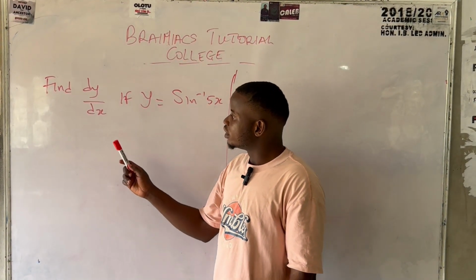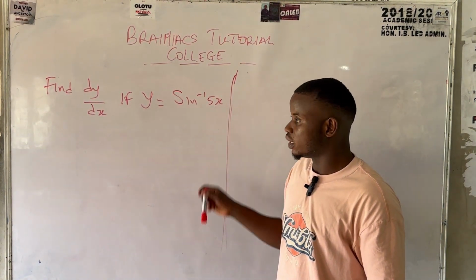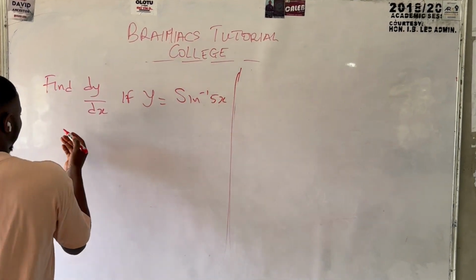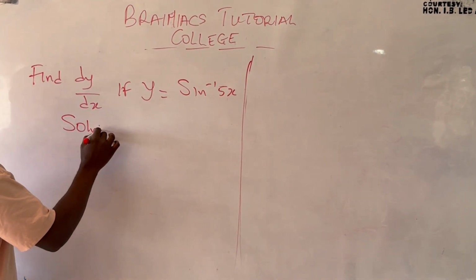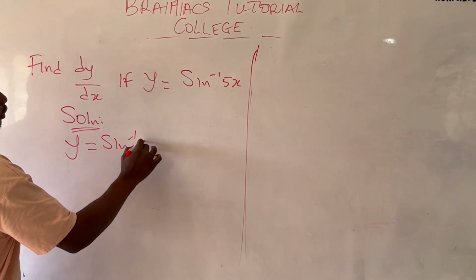And the question I will have here is, find dy/dx if y is equal to sine inverse of 5x. So now let's go to the solution. So we have sine inverse 5x.